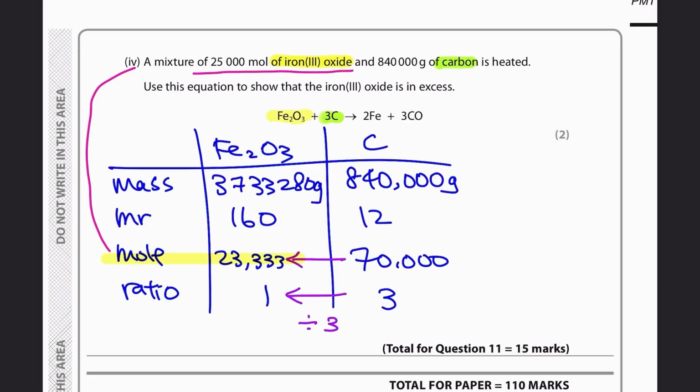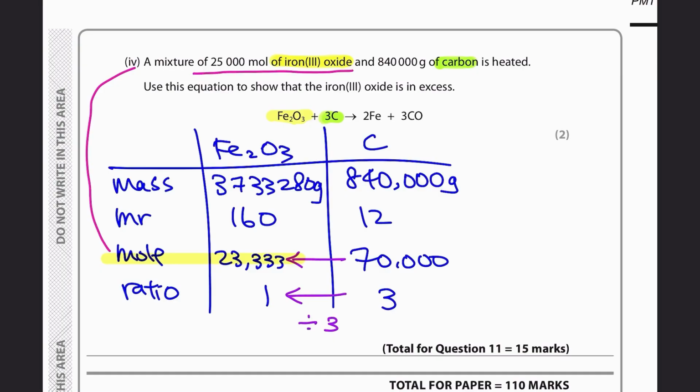So what does this tell you? Which one is in excess? Which one had too much? Iron oxide, right? Because you only needed 23,000 based on your mole calculation. But in reality, they used 25,000 moles, and that proves that iron oxide is in excess. So this is how you prove something is in excess or not.